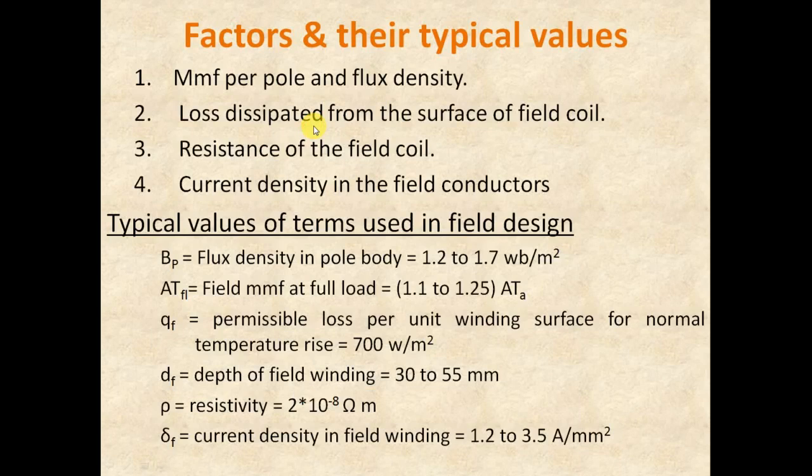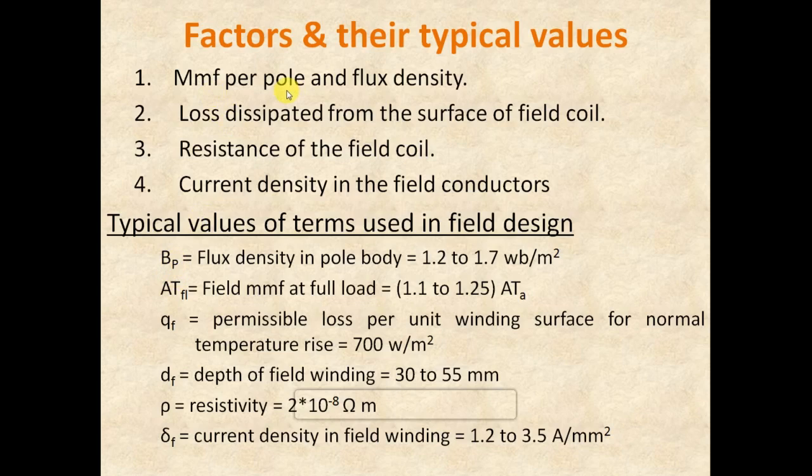Next we are going to see the factors which have to be considered for the design of field winding and their typical values. The first factor is mmf per pole and flux density. The value of flux density in pole body is usually 1.2 to 1.7 Weber per meter square and is usually indicated as BP. B is the standard notation which is used for flux density. Since it is representing the flux density in pole body, we are putting a suffix P also here.